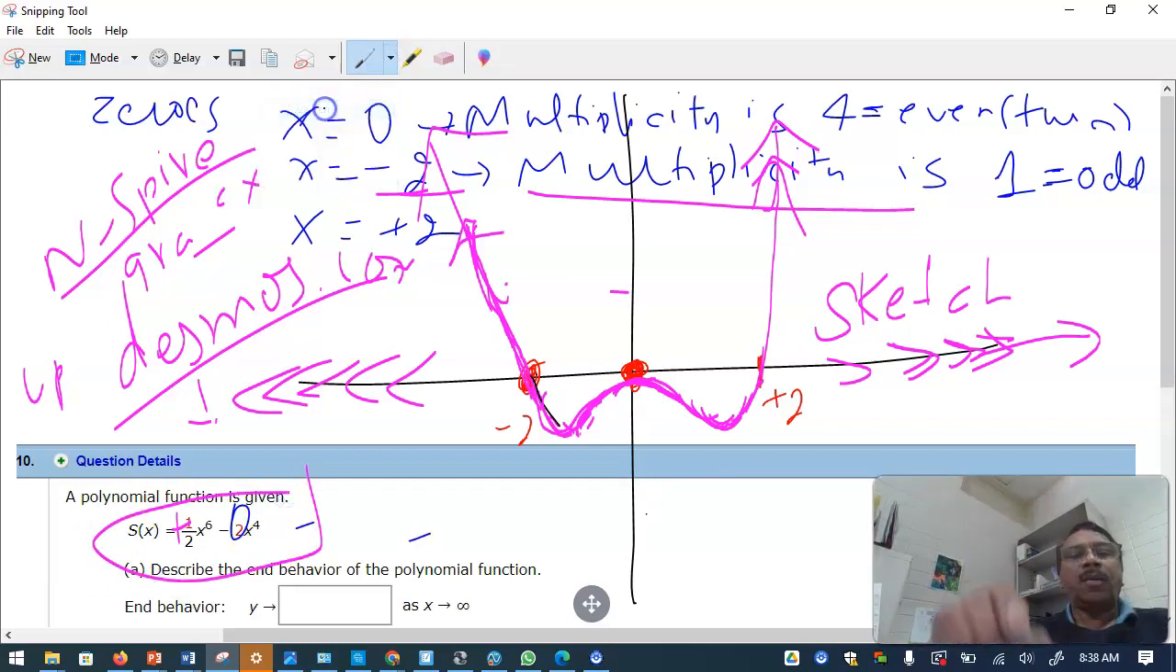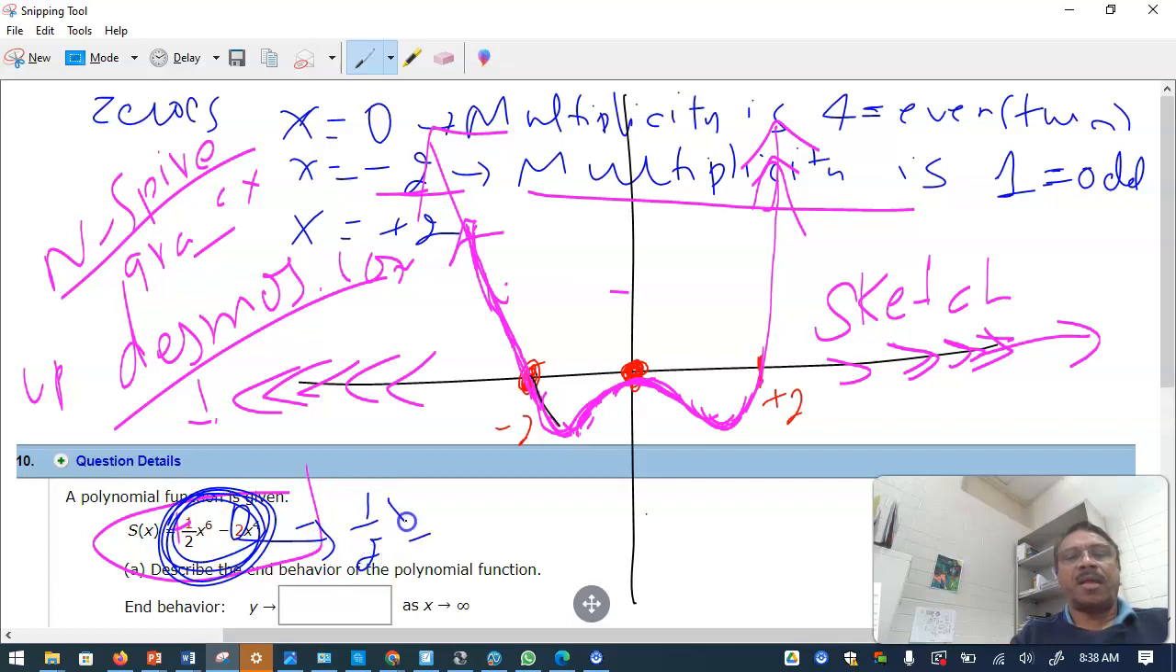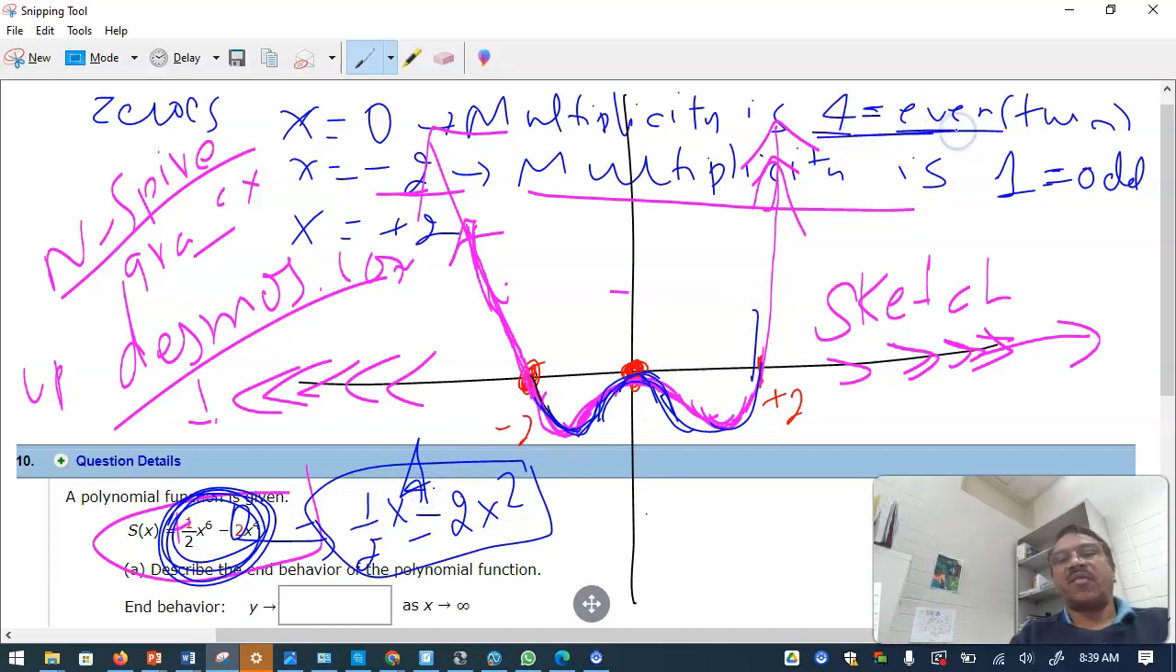Remember, I want to show, instead of this whole thing, if it was half x raised to 4 minus 2 x squared, how would that look? The degree will be 4 here, so this may not flatten. It may go something like this, may go this way and then this way. So it depends. The higher the multiplicity, the more it flattens at the point. So that's the understanding of this.